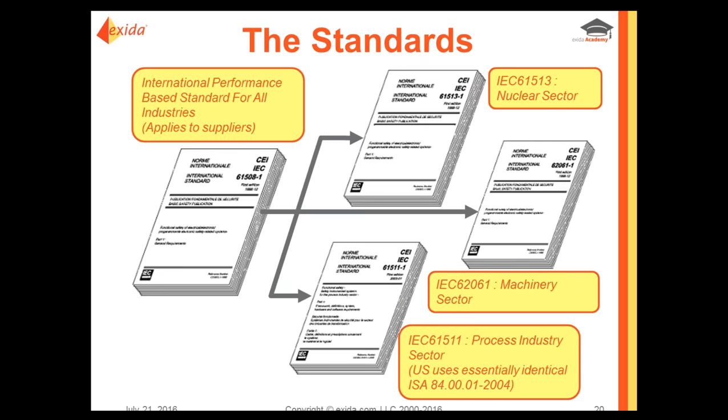When you look at the standards, there are different IEC standards. What we're going to mostly be talking about today is IEC 61508 and IEC 61511. IEC 61508 is known as the umbrella standard. It is the international performance-based standard for all industries, and this applies to suppliers. From that standard, it is then broken up into different substandards or specialties. You have a standard for the nuclear section, you have a machinery section, and you have a process industry sector. And we are also going to be looking at some of IEC 61511, which is the process industry sector standard.